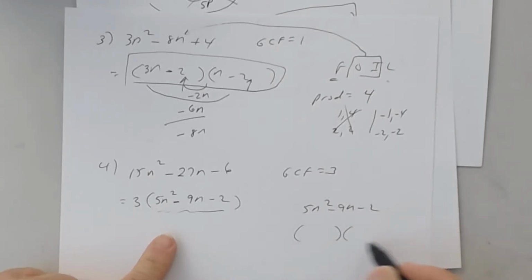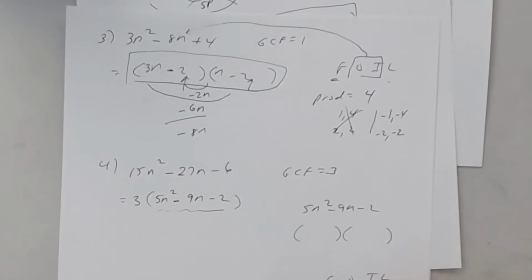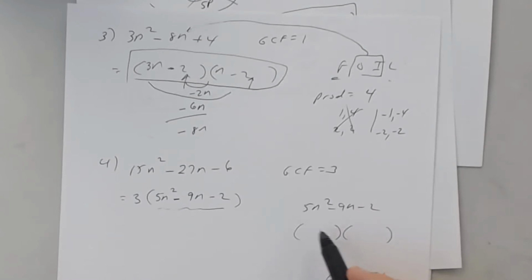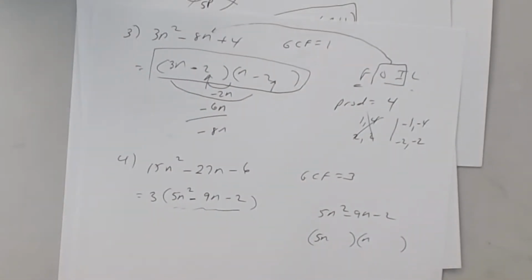Okay, 2 binomials. Then we're going to do trial and error again. So FOIL, FOIL. The F is okay. The F is the easy kind because 5 is prime. There's only one possibility. What is it? 5n and an n. And again, it didn't matter whether you put the 5 in the first one or the n in the first one. It does not matter. Now we go to the L.